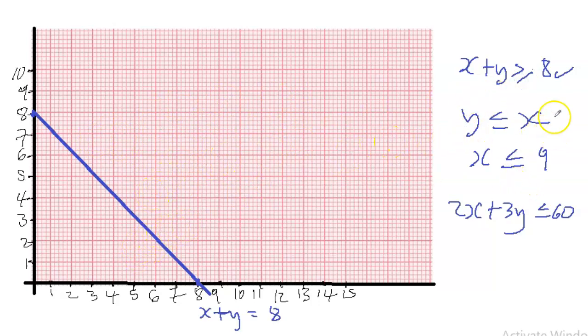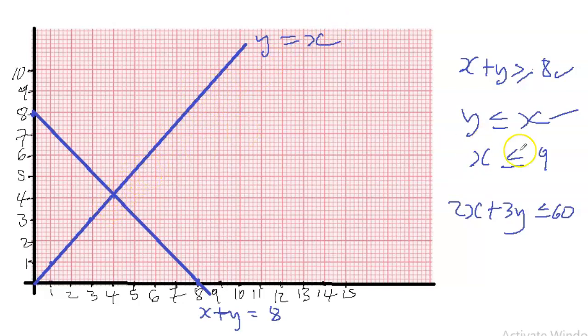y equal x would be the next associated line. This line passes through points like 1, 1, 2, 2, 3, 3. So whatever the x coordinate is, the y coordinate is the same. These lines will pass through all these points. So this is a graph of the line y equal x. Less than, so we'll shade below the line, but we're not ready as yet.